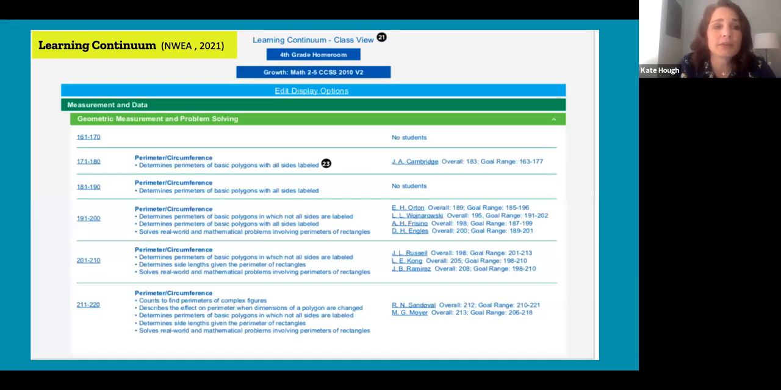Once you've started to look at the whole grade as a whole, you can start to look at the grade or the classroom on a learning continuum. And what a fantastic chart for a discrete skill. So you can click on the learning continuum. And so, for example, the NWEA shows this report. They're looking at perimeter and circumference.